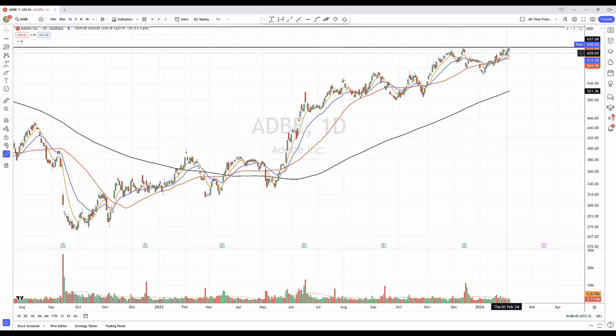So that's what I'm looking for from Adobe, a little bit of a march up that 8-day exponential period moving average and maybe a test of 700 just before earnings in March.